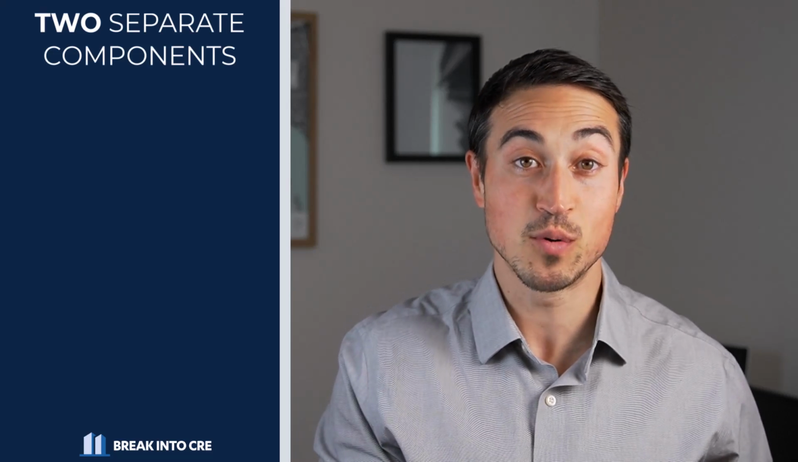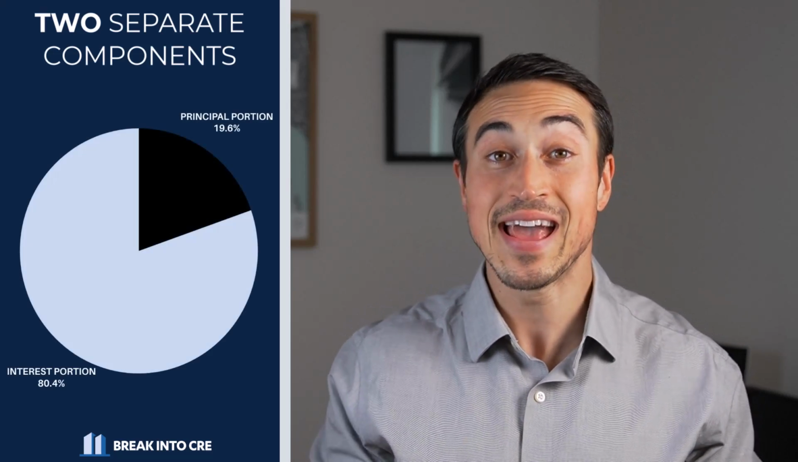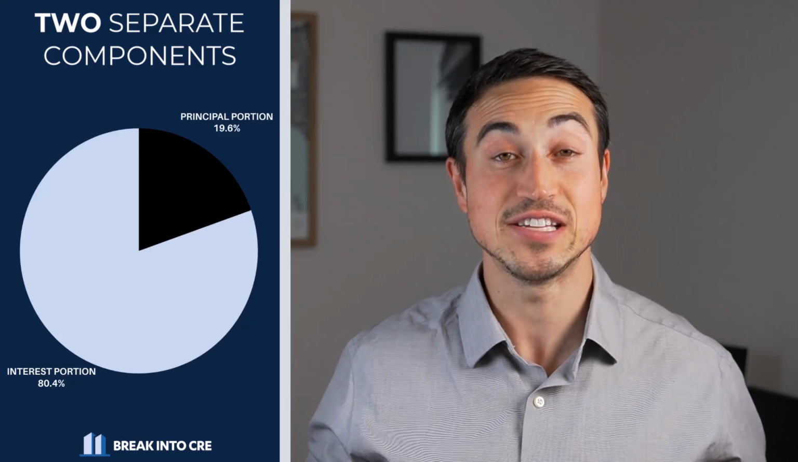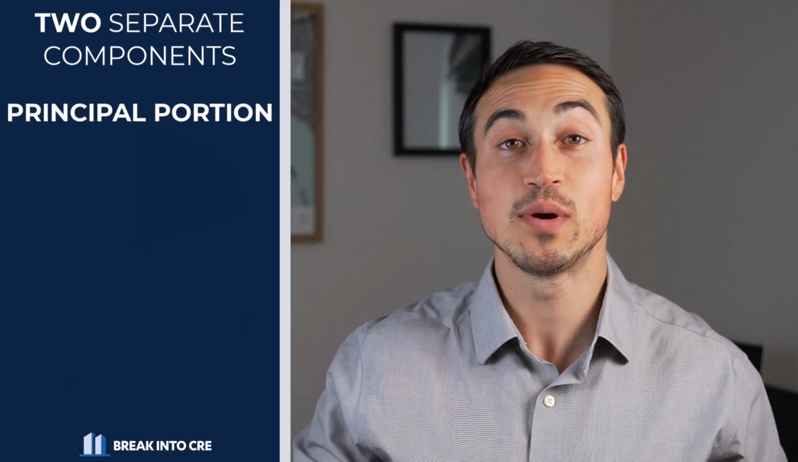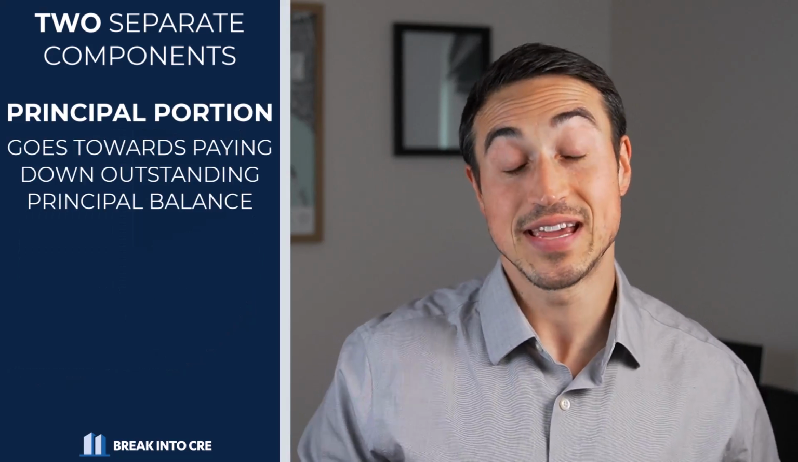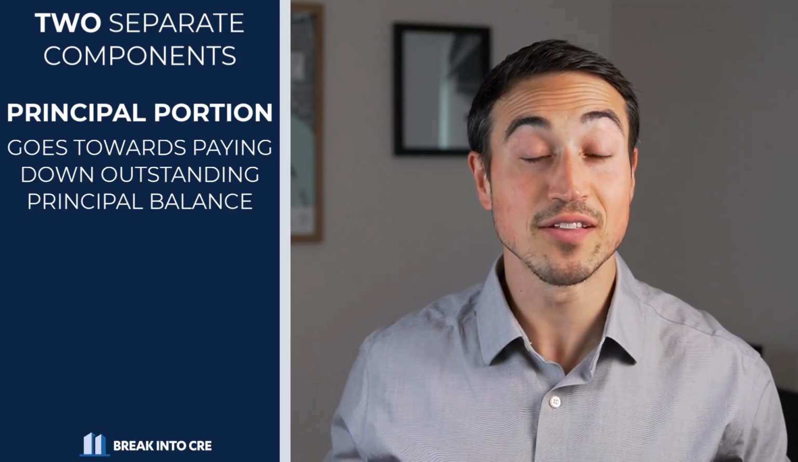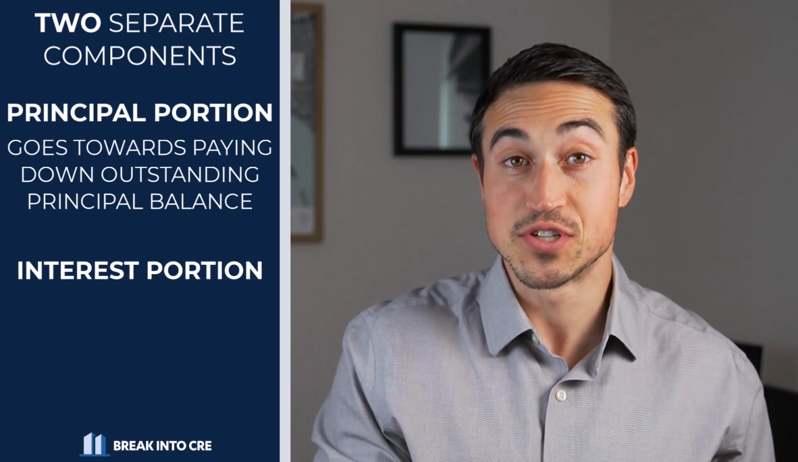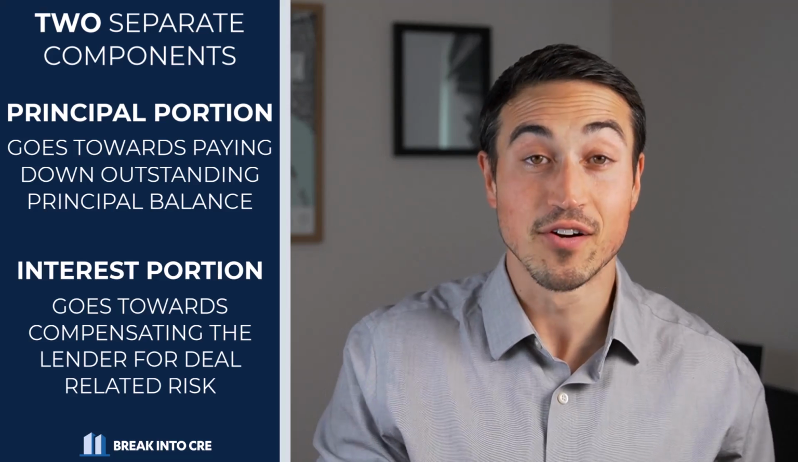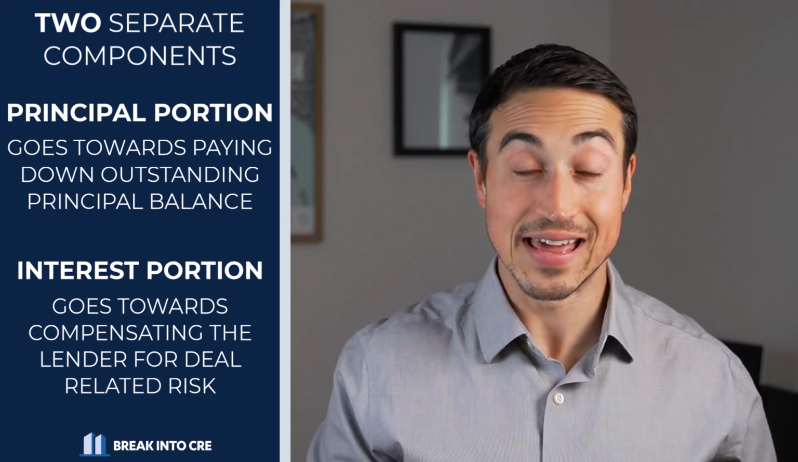So when talking about loan payments, the first thing that we need to do is break this down into two separate components, which are the interest portion and the principal portion of each payment, with the principal portion going towards paying down the outstanding loan balance over time through regular monthly payments, and the interest portion going towards compensating the lender for taking on the risk of lending on a property.